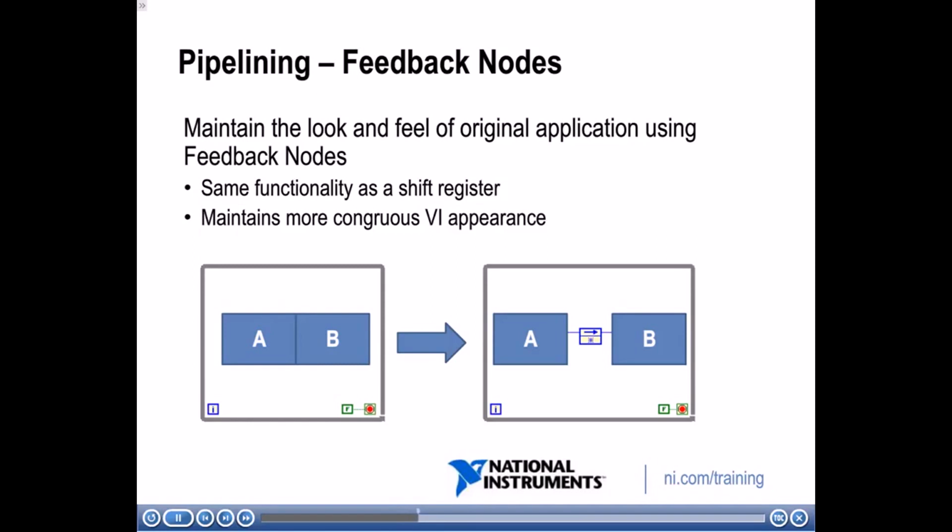On the very first iteration here, we're going to have section A send some data to the feedback node, and then on the next iteration of this while loop, the feedback node is going to output the previous value that A had put into it and send it to B. At the same time, A is going to be executing in parallel. So it's the exact same behavior that we saw in the previous slide with the shift registers. We just have a different appearance and a different way of showing it by using a feedback node.